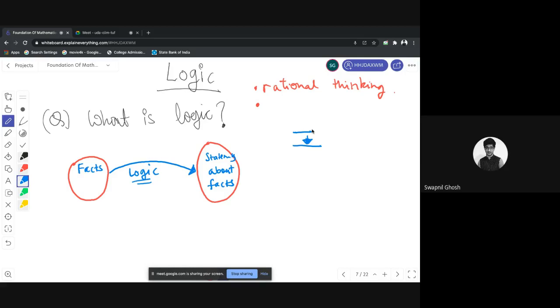Now, what we will be doing here is mathematical logic. The thing about mathematical logic is that, if you notice, this is purely a philosophical concept. So what we do in mathematical logic is that we use mathematical tools to reason about logic. It might seem a bit circular, but this is what we do in mathematical logic.